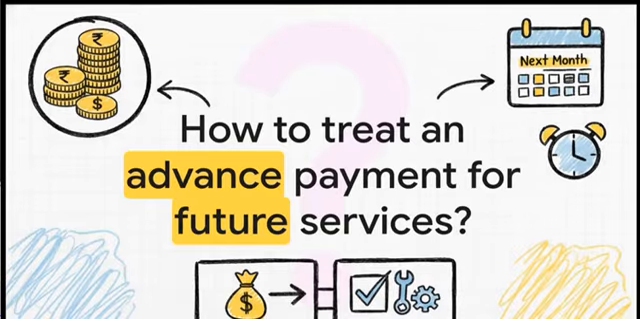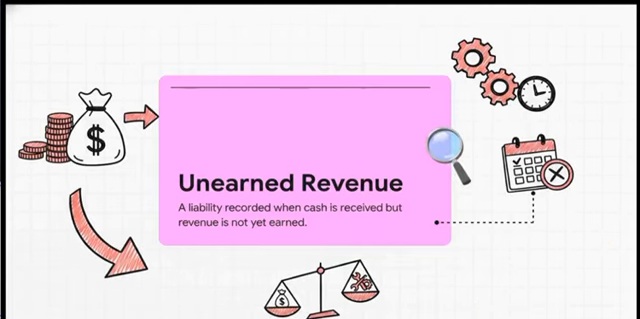A company receives a 20,000 rupee advance payment today for services they will deliver next month. What is the correct accounting treatment for this cash under the accrual method? The answer is unearned revenue, which actually sits as a liability on the balance sheet. I know, even though the cash is safely in the bank, the company has not earned that revenue yet because they haven't delivered the service. So it absolutely cannot hit the income statement. It's a liability because the company now legally owes that service to the client.